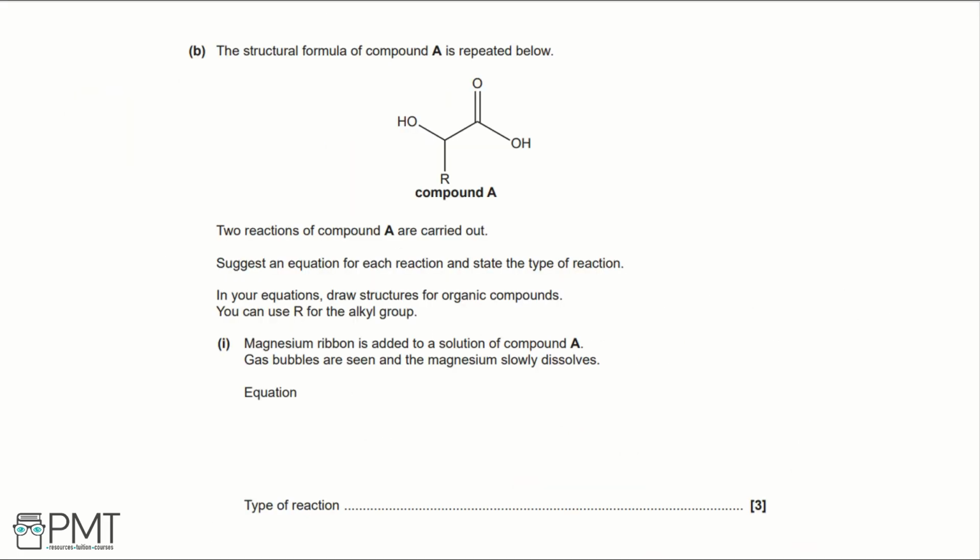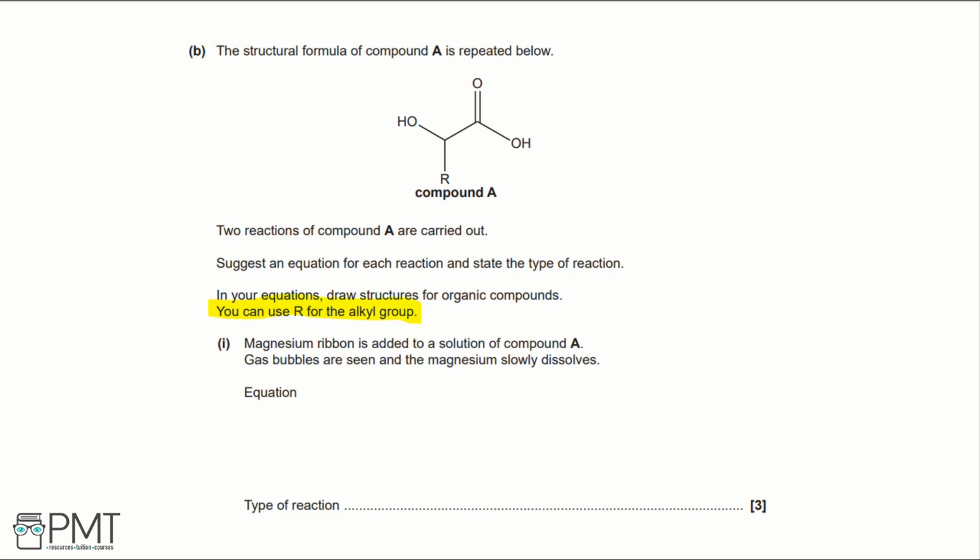Part B. The structural formula of compound A is repeated below. 2 reactions of compound A are carried out. Suggest an equation for each reaction and state the type of reaction. In your equations, draw structures of organic compounds and use R for the alkyl group. Part 1. Magnesium ribbon is added to a solution of compound A. Gas bubbles are seen and the magnesium slowly dissolves. A key piece of information in this question is that we need to use R for the alkyl group.